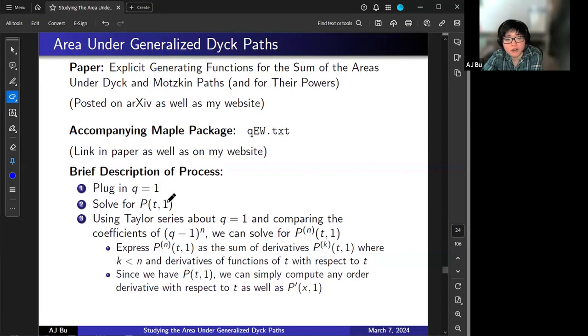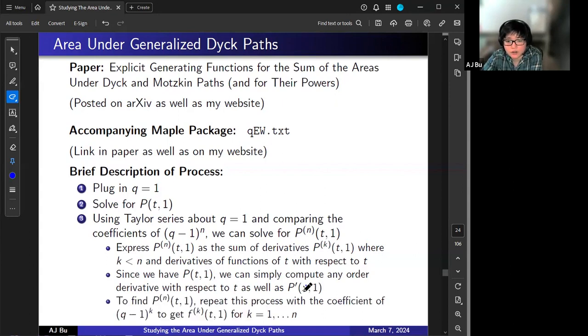But since we already solved for our P of t1, we can simply compute any order derivative with respect to t, because now it's just a function with variable t. And then we can also solve for our P prime of t1. So what we're going to do is start with the first derivative and work our way up to get the nth derivative, because we're going to have to use those lower order derivatives to find our nth derivative.